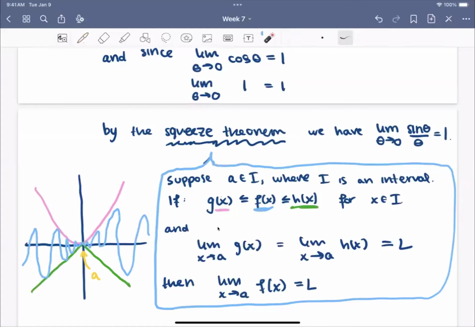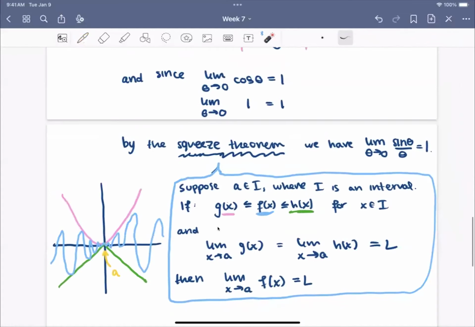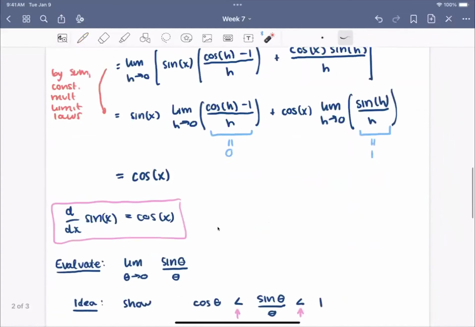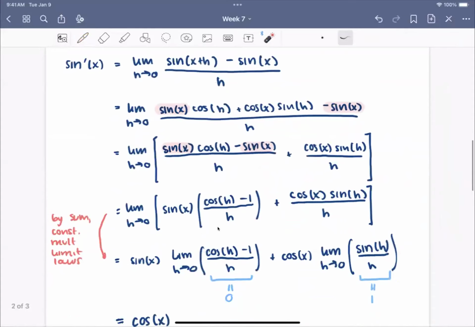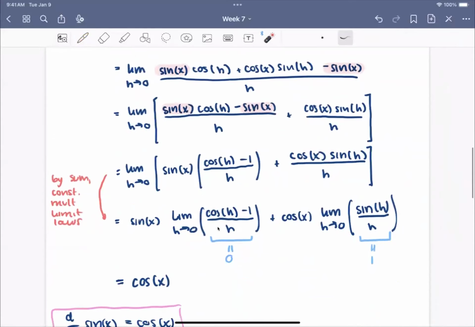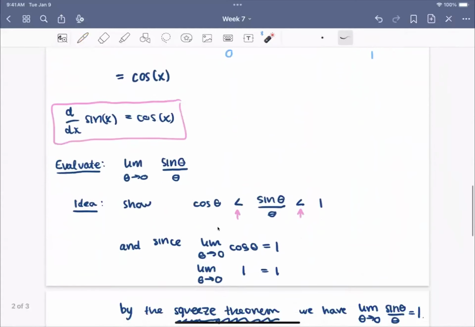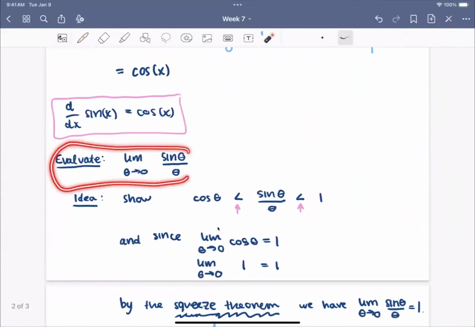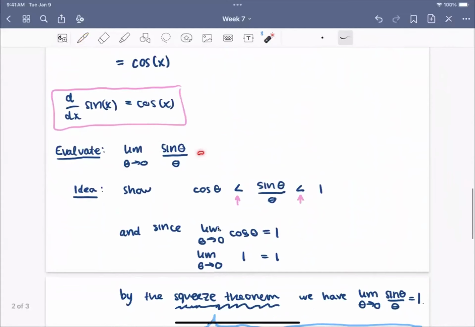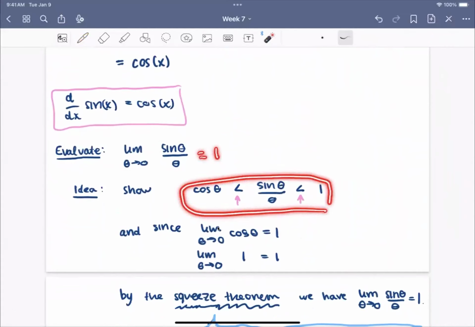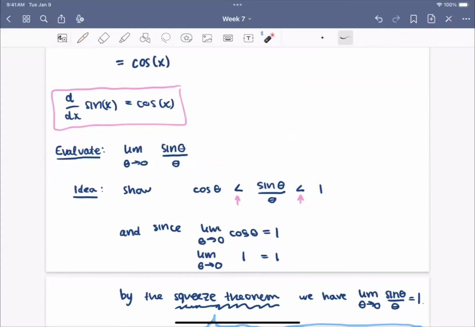Okay, so let's zoom out. We wanted to show that the derivative of sine x was cosine x. It boils down to the fact that this limit is equal to 1. So we wanted to calculate that limit. And we showed that this is equal to 1 as long as this inequality is true, right? Because this inequality forces the limit to be 1 by the squeeze theorem. So we need to prove this inequality.